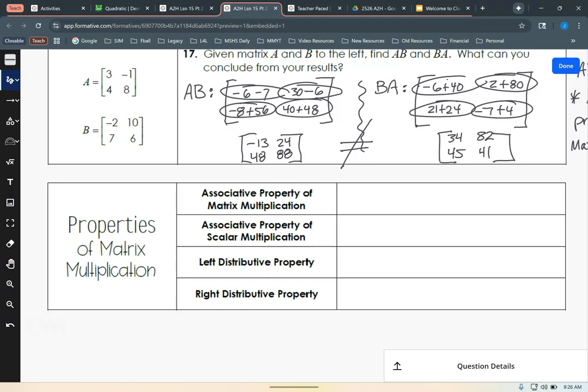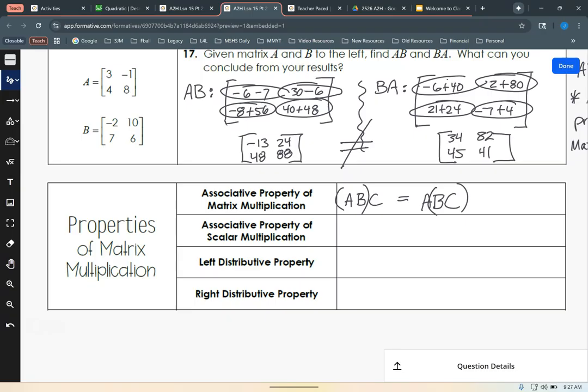So we can have the associative property. Watch this. We could go matrix A times matrix B times matrix C, and we could do A times B first and then multiply by C. Or we could do B times C first and then multiply by A. That does work, because you'll notice the order in which we're multiplying the matrices does not change. So the grouping of them is okay. We just can't change the order.